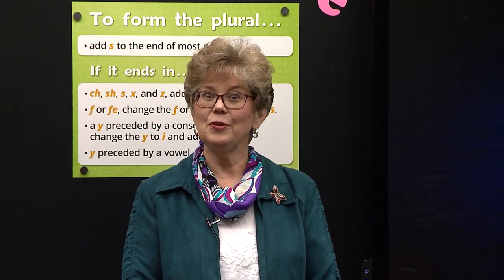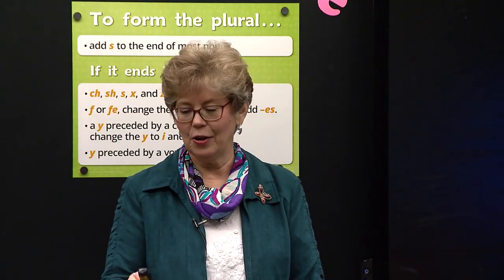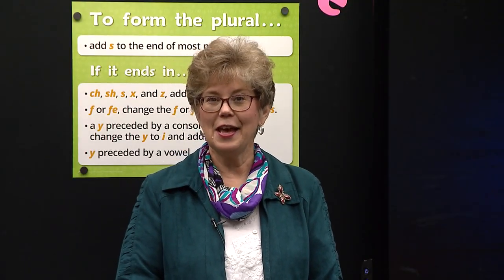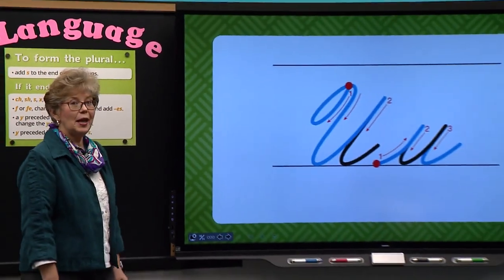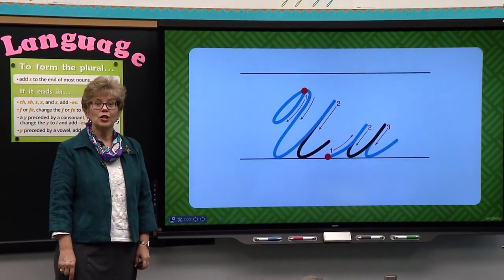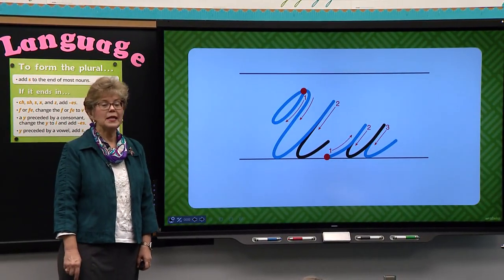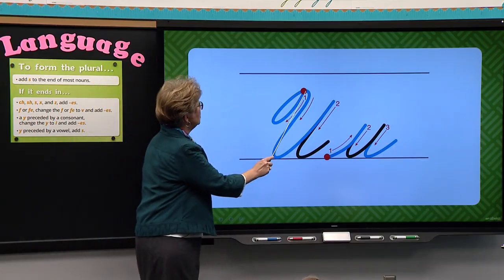Today we're continuing to look at the formation of our letters. We're nearly to the end of the alphabet. Here we have capital letter U and lowercase letter u. Notice the way capital letter U begins. It begins with this teardrop.